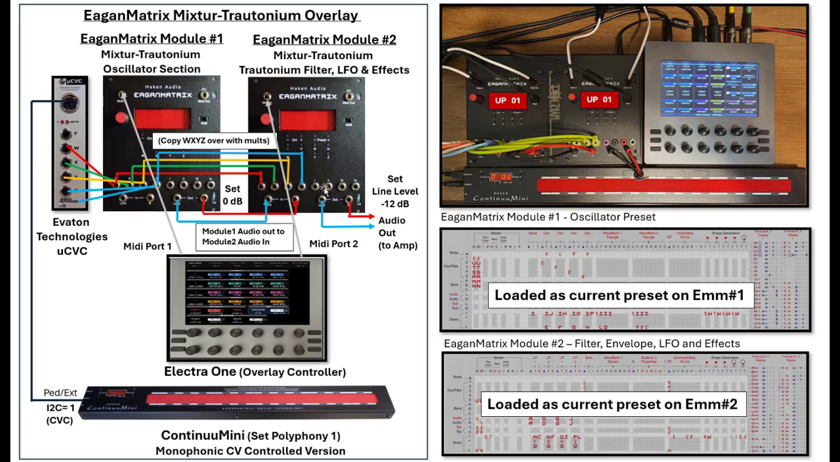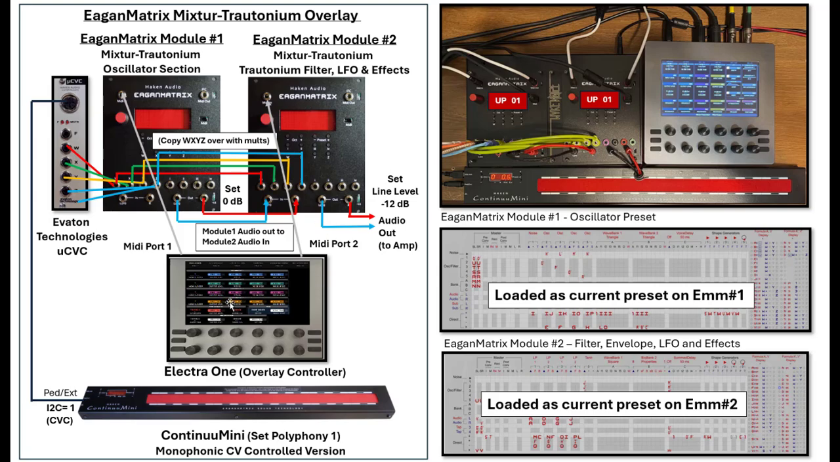The output of the second module is sent to the mixer or amplifier, whatever you like, and we'll turn off the effects processing of the first module because we want all the effects to be applied by the second module. Now the main component of this from the overlay interface will be our Electra 1 MIDI controller. That fortunately has 2 MIDI ports on it, so we'll program the Electra 1 to control the first module with port 1 output, and we'll control the second module with port 2 output.